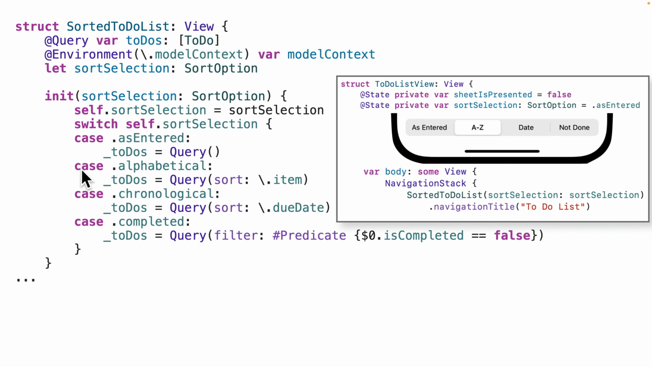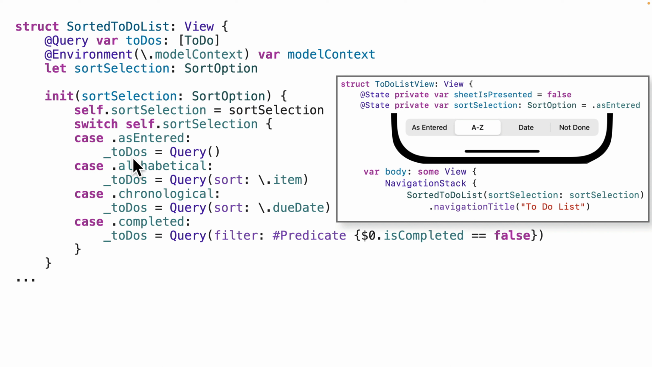Now what's going on with the initializer? Well, query is a property wrapper, and without getting too far under the hood, this underscore in front of the same name we use for our variable in our property wrapper will let us initialize our query in our init function. And we're selecting the appropriate query setup in this switch case statement here based on the sort selection that we pass into the view.